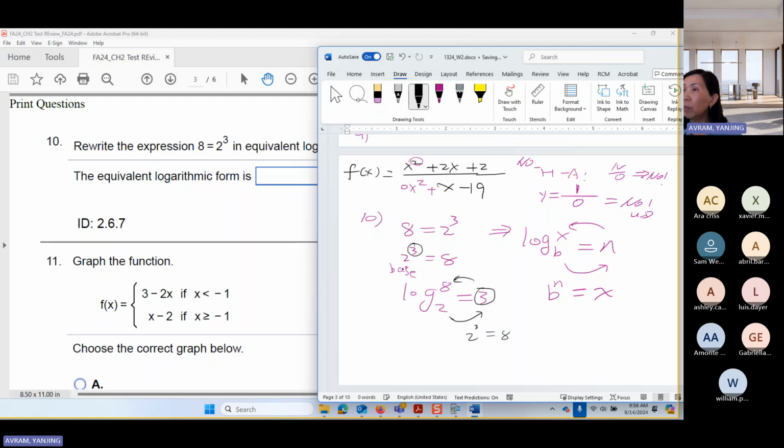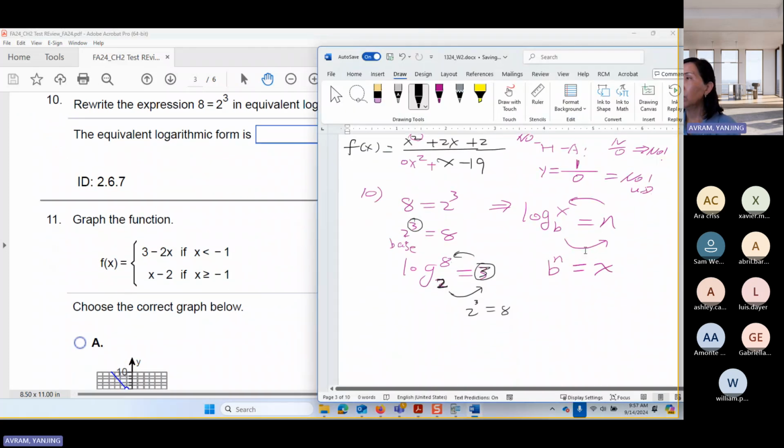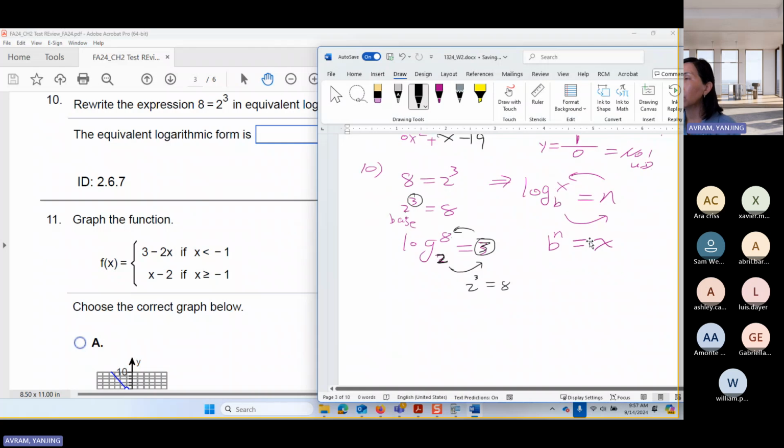The base stays the same. Base is 2 here, base is also 2 here. So 2 raised to the power of 3 equals 8, and then log base 2 of 8 equals 3. Any questions? You just need to remember this format, because this is the conversion: convert a log into exponential, or convert an exponential into log.